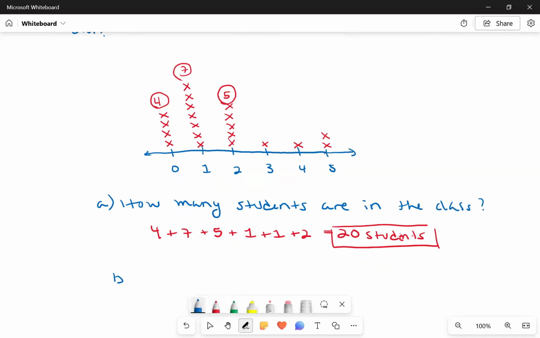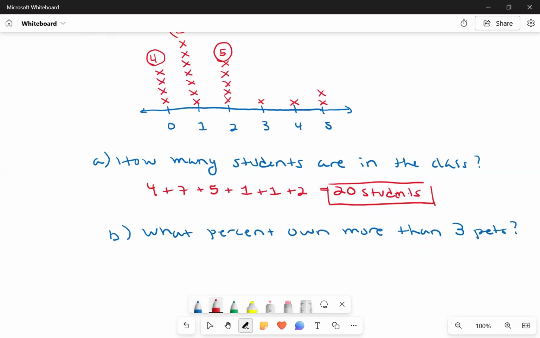Okay, part B. What percent own more than 3 pets? All right, more than 3 pets, sorry. What percent own more than 3 pets? All right, so the way that's worded, since it says more than 3 pets, 3 wouldn't count. It actually has got to be bigger than 3. So only the 4 and 5 category would work. So there's 3 in those 2 categories, and we'll divide it by 20.